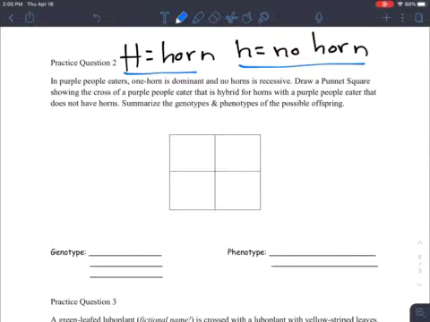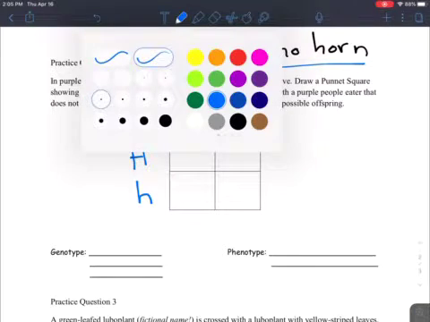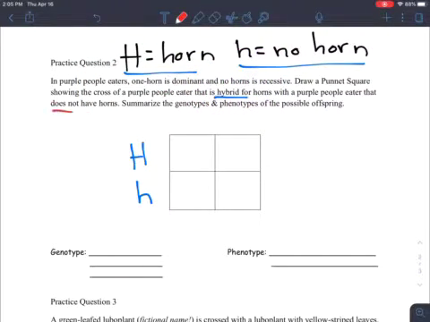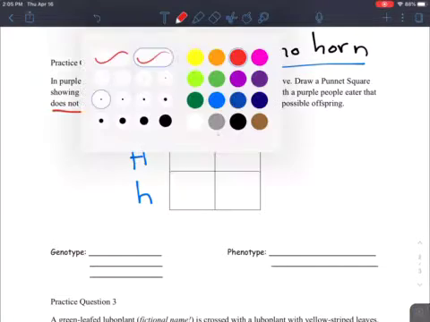So I am looking at drawing a Punnett square of somebody who is hybrid for horns. Hybrid and heterozygous mean the same thing. So that is going to be big H, little h. And I'm going to cross that with an individual that does not have any horns. Well, the only way I get that is little h, little h.